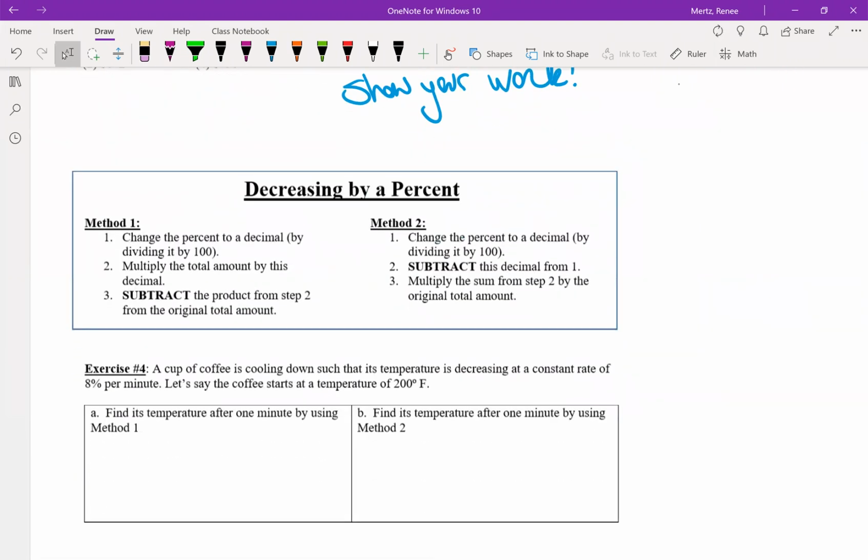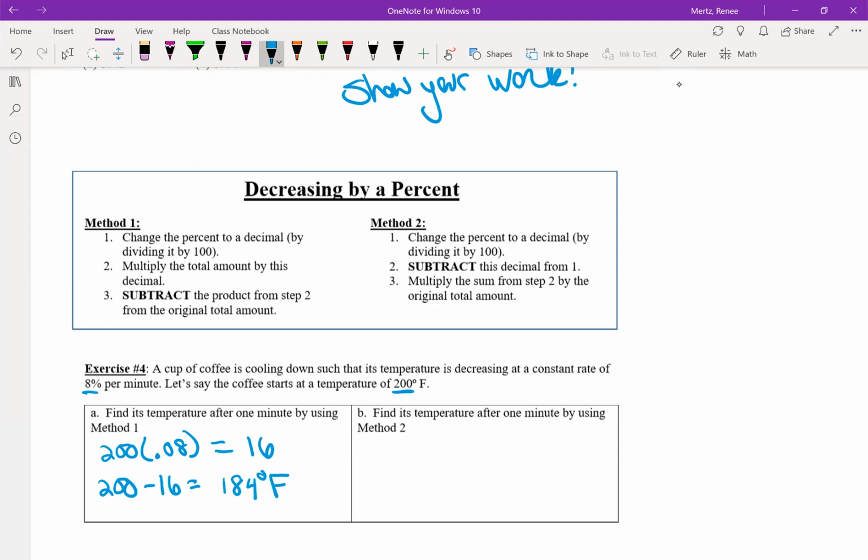Decreasing, it's the same thing, except in this one, we are going to subtract the decimal from 100. So method 1, we do it in 2 steps. The coffee starts at 200 degrees Fahrenheit and it's decreasing at a constant rate of 8% per minute. So we would do 200 times 0.08 to get 16. Then we would do 200 minus 16, which is 184 degrees Fahrenheit.